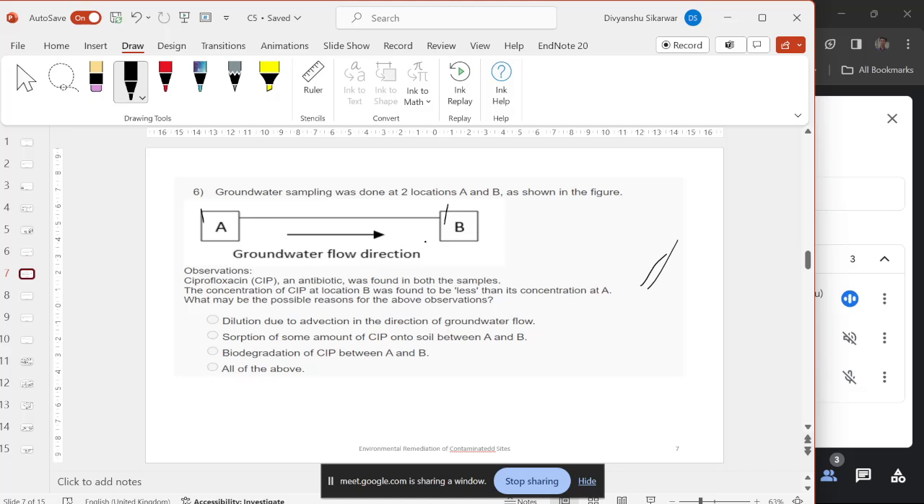Even though we have advection in groundwater, dispersion is more dominant in groundwater, right? But dispersion is not given here. Only advection is there. Absorption of some amount on soil is also true. There will be some absorption or adsorption on the soil particles, and biodegradation of the contaminant between A and B. That is also true. Some biodegradation.